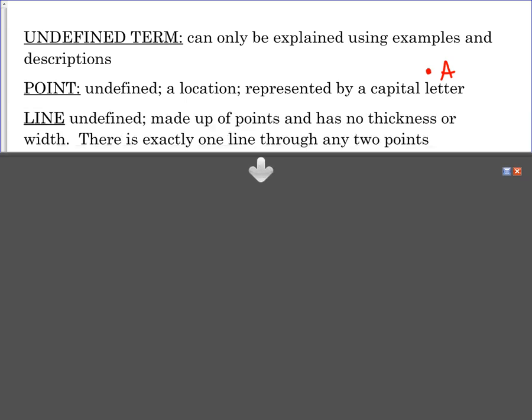So a line is like my arm, right? A line goes on forever in both directions. Okay? It's undefined again. It's made up of points and has no thickness or width. There's exactly one line through any 2 points. You guys knew that from Algebra 1. You knew that 2 points made a line, right? Can I have more points than that if I'd like to? Can I have 15 points on a line if I want? Sure, right? How many do I have to have? 2. Have to have 2. Just one point would be a point, right? 2 points make a line. Okay?